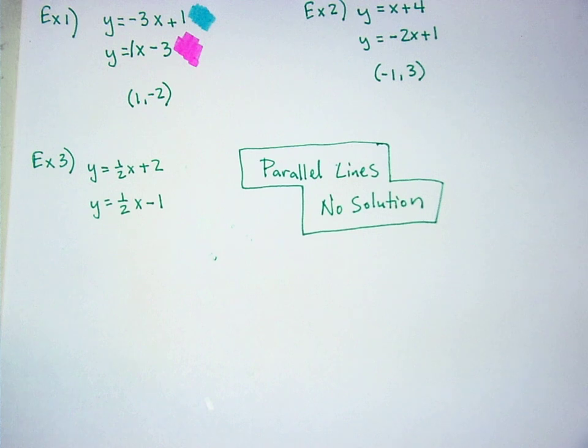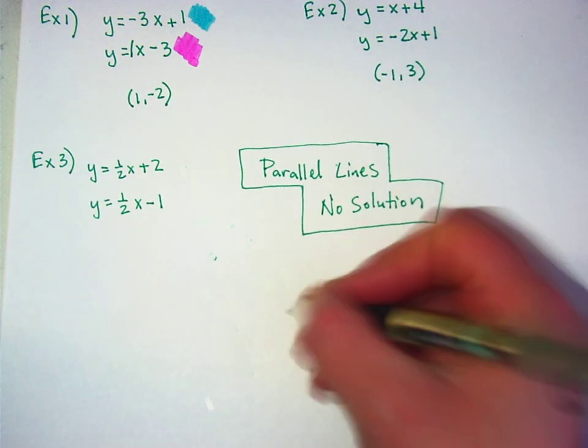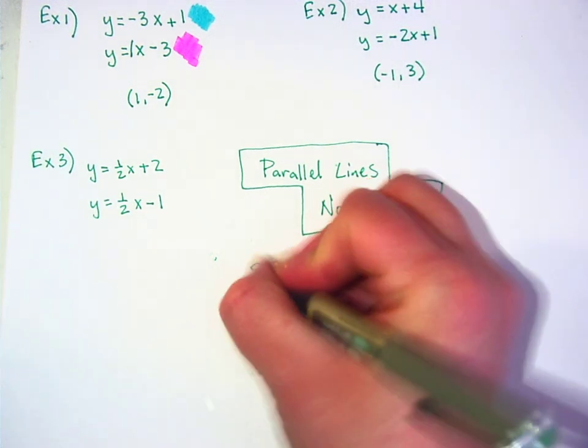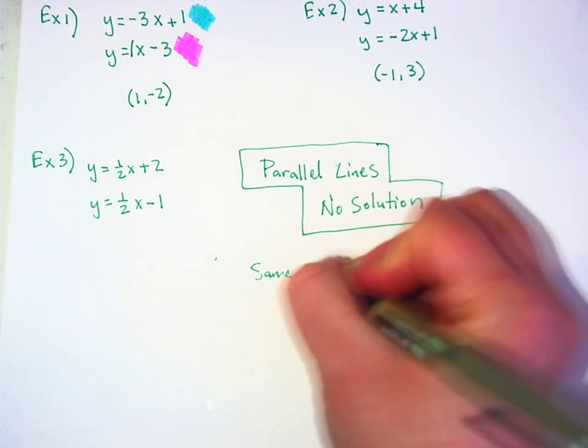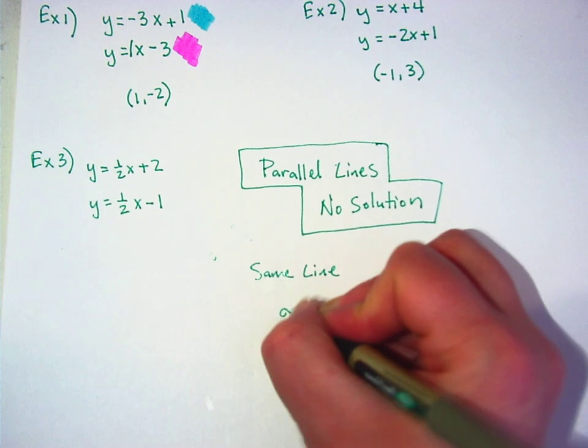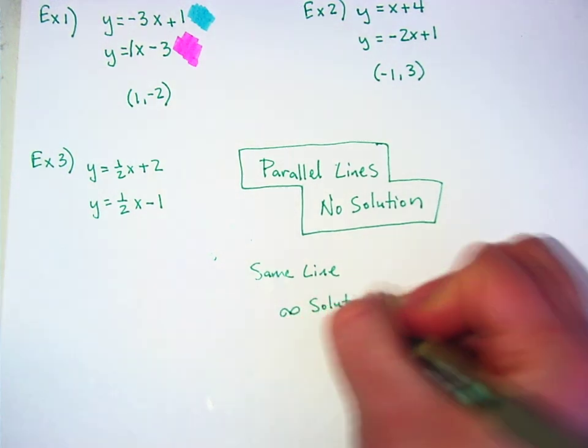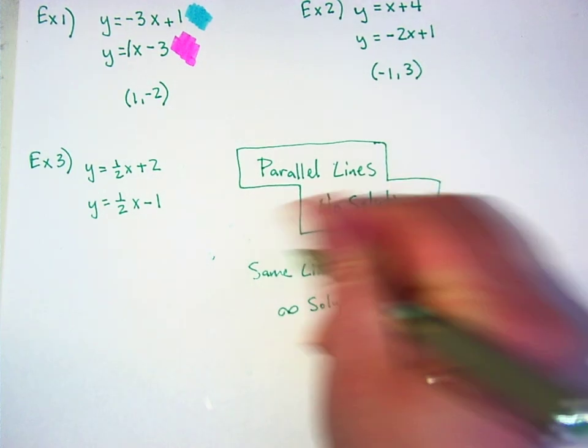No, that would be perpendicular lines, and remember, perpendicular lines do cross once. Are they the same line? Yes. Good job. So, if they turn out to be the same line, it's infinite solutions because they're crossing everywhere.